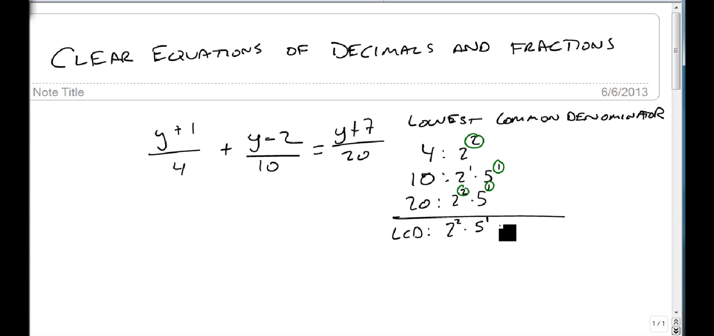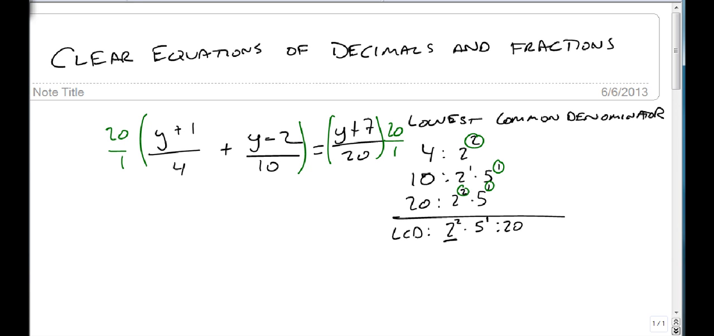We don't need any 3s or 7s or 11s or anything else like that. We just need 2s and 5s, and 2 squared is enough because the 4 divides into it, and the 4 from the 20 divides into it, as well as the 2 from the 10. Those will all divide evenly into 2 squared. Then we multiply this out, and we'll notice that in this case, our LCD is in fact one of the numbers, 20. So now we get into the problem itself, and we multiply both sides by 20 over 1.